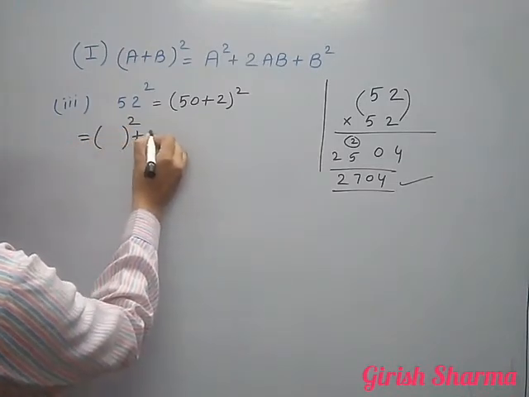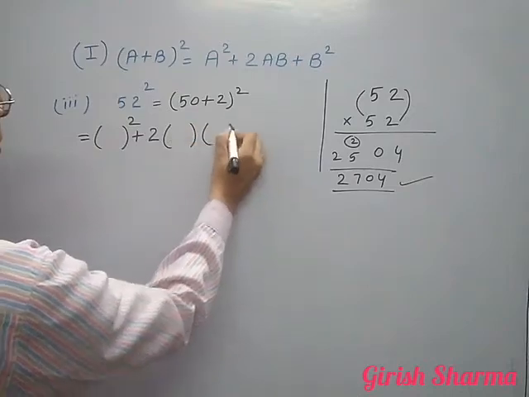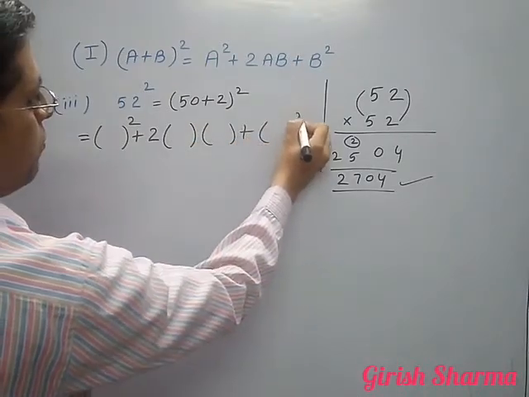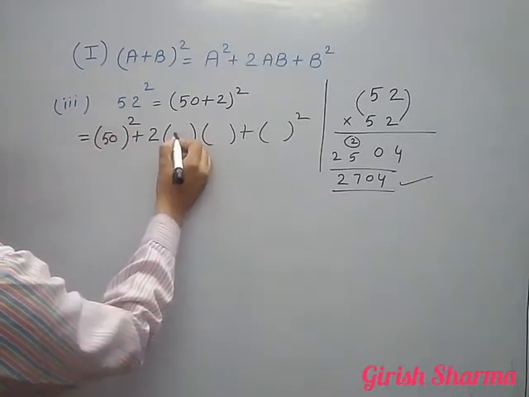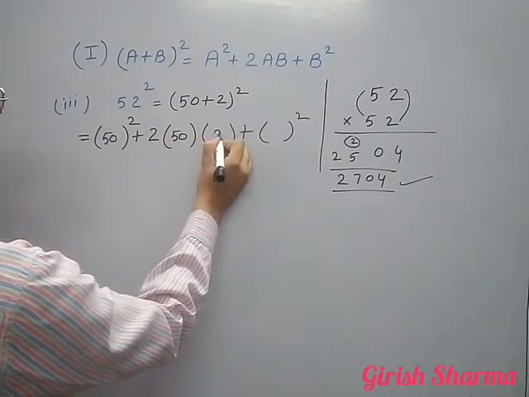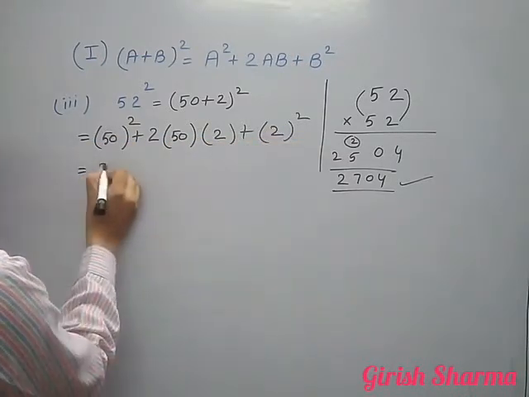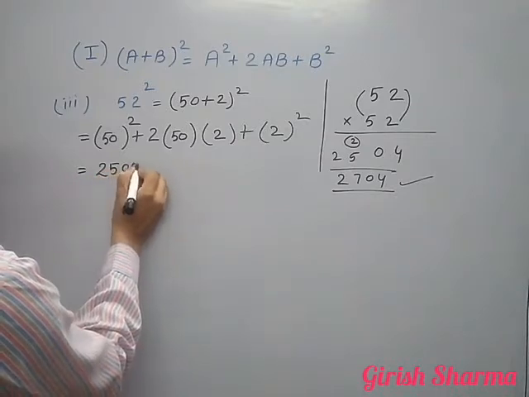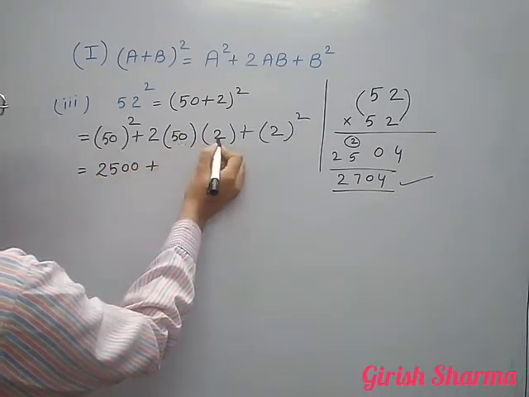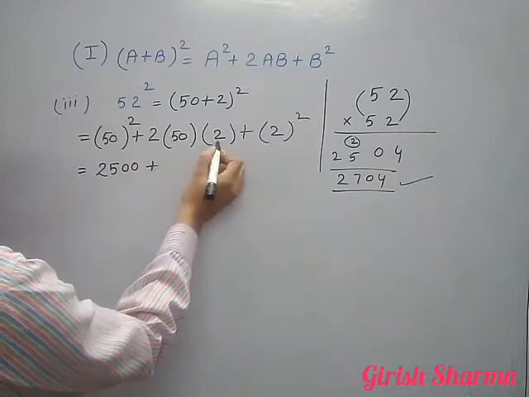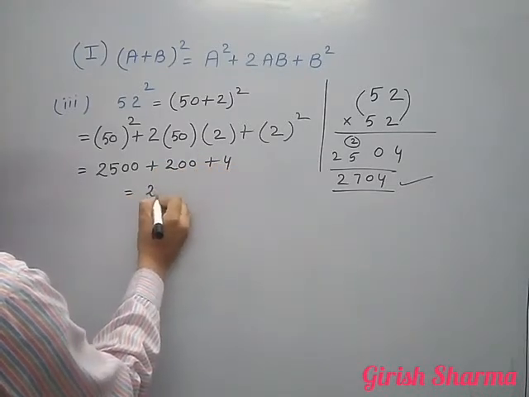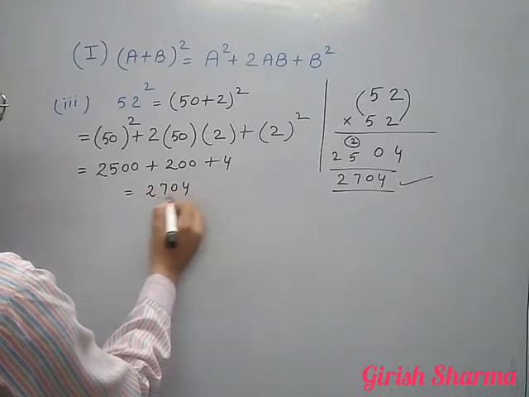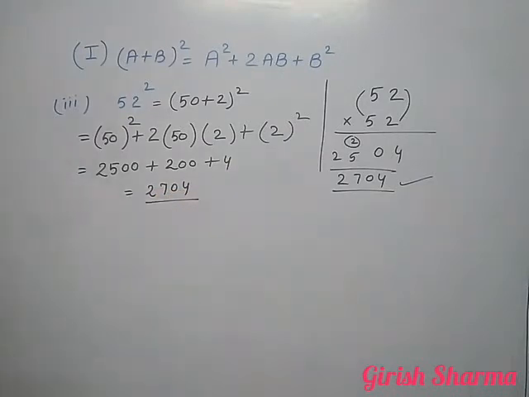This answer we have to find with the help of the identity, a square plus 2ab plus b square. What is a? A is your 50, then 50 here, then 2, that is 2500. 52 is 100, 100 2s are 200, plus 4, it is coming 2704.